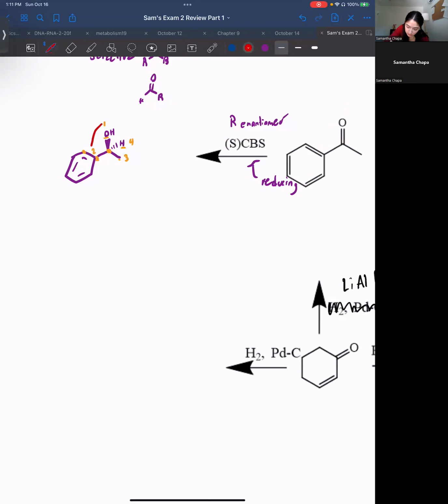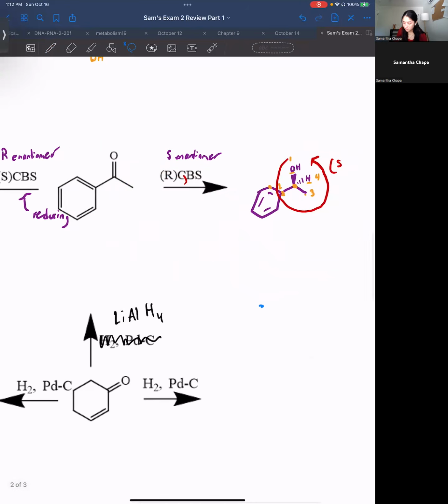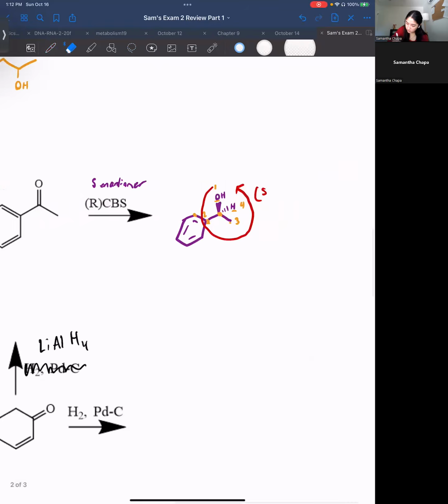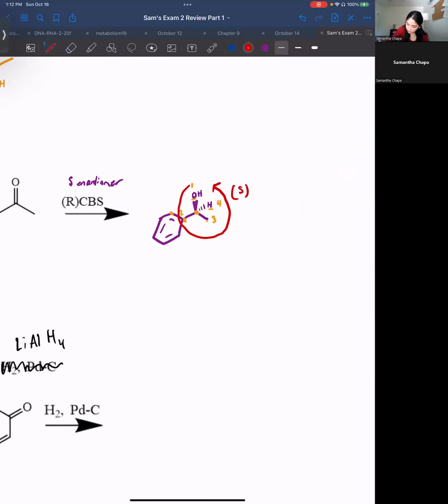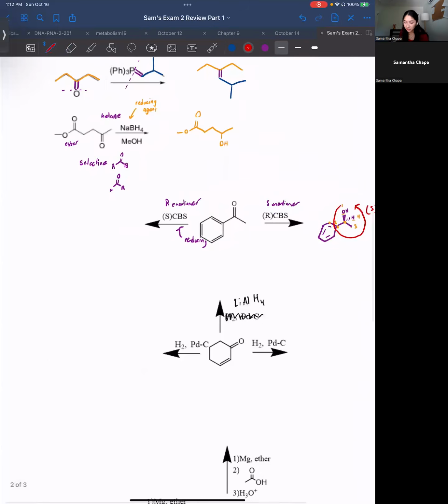So I trace 1, 2, 3, and ignore 4. I'm going anti-clockwise, and it is the S enantiomer, because clockwise is R. Okay, so then S enantiomer, so this does not go here. This actually goes where? Okay. So then I do the opposite thing on the other one.